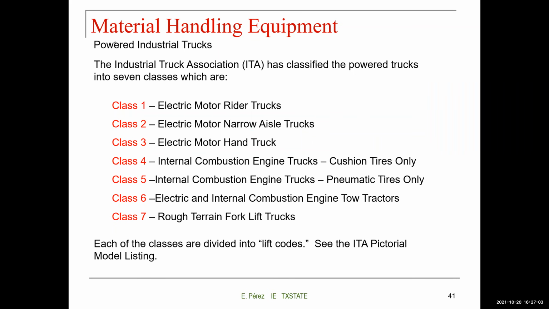The Industrial Truck Association has classified the powered trucks into 7 classes. So we have those 7 classes there: electric motor rider trucks, electric motor narrow aisle trucks, electric motor hand trucks, internal combustion engine trucks, internal combustion engine trucks with pneumatic tires only, electric and internal combustion engine tow tractors, and rough terrain forklift trucks. Each of these classes is divided into lift codes, and we can see the ITA pictorial model listing.